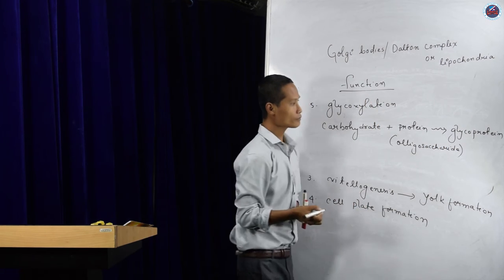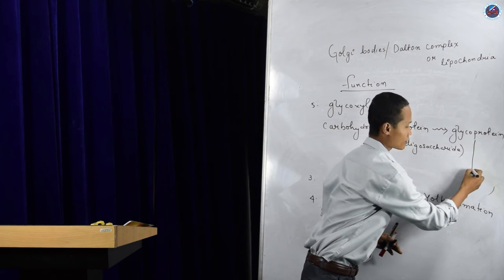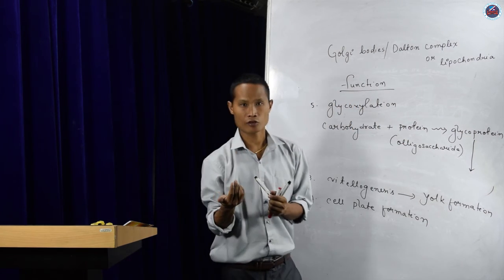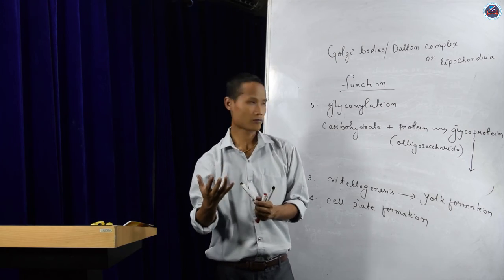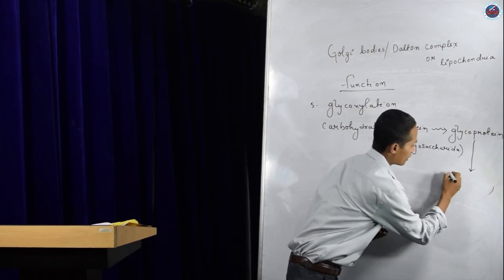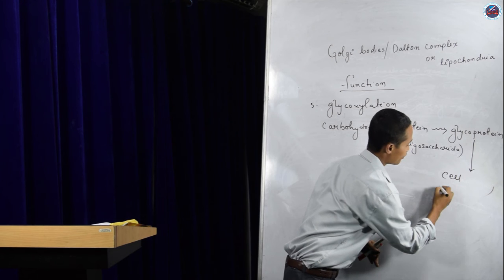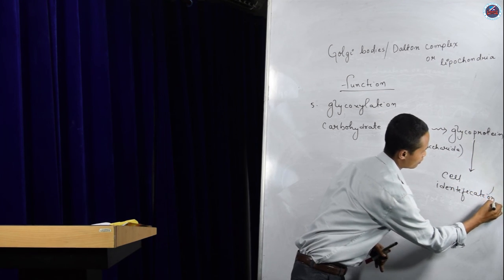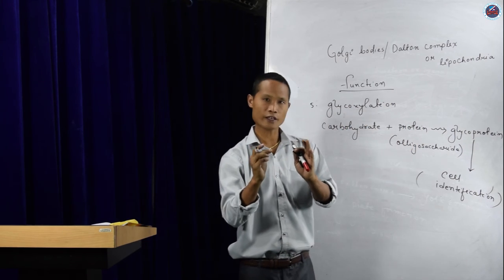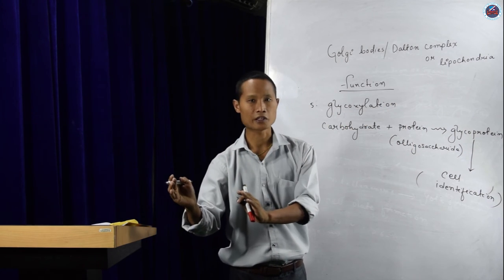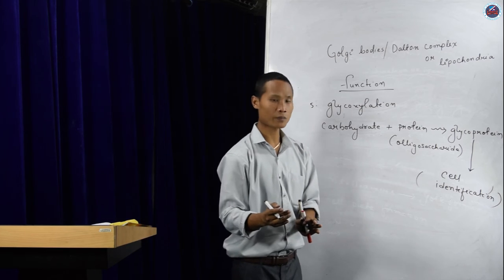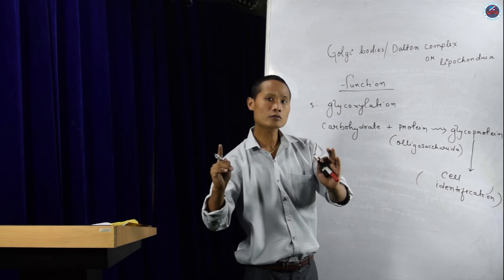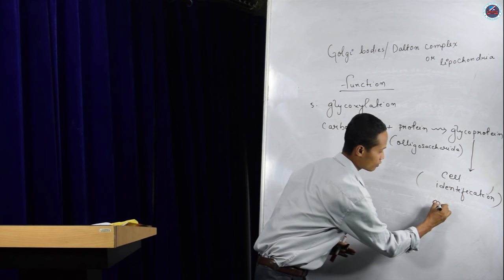This glycoprotein helps in identifying the cell, that is, cell identification. For example, in organ transplantation, two persons will have different glycoproteins. And this glycoprotein should be matched during organ transplantation.